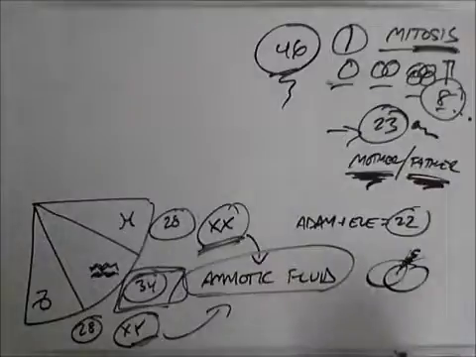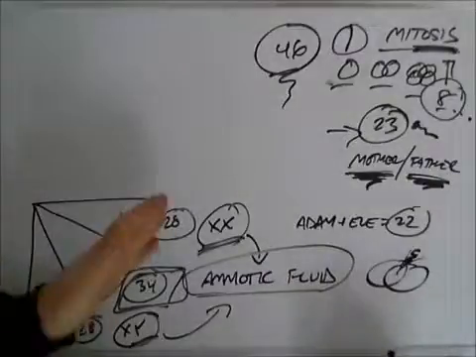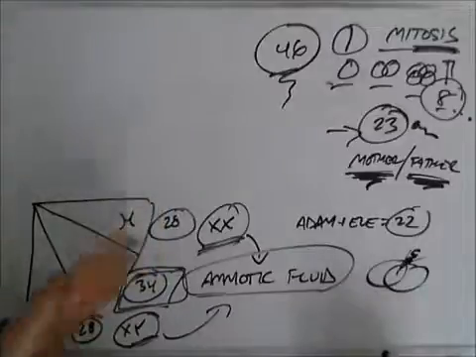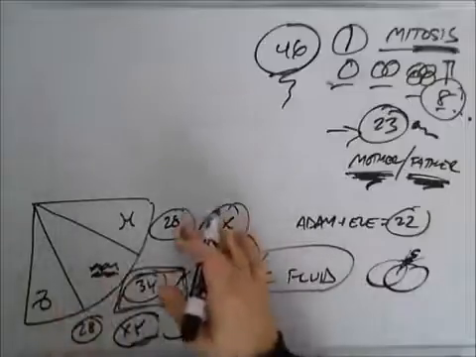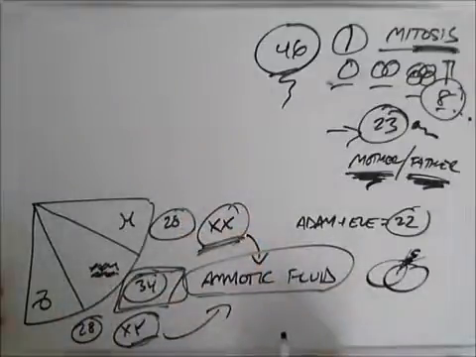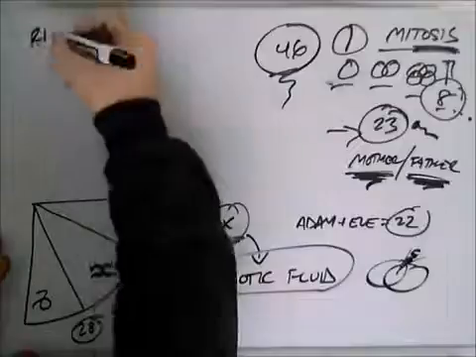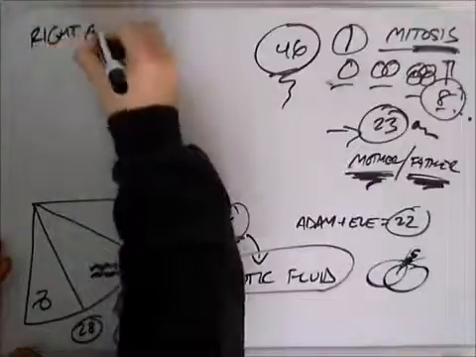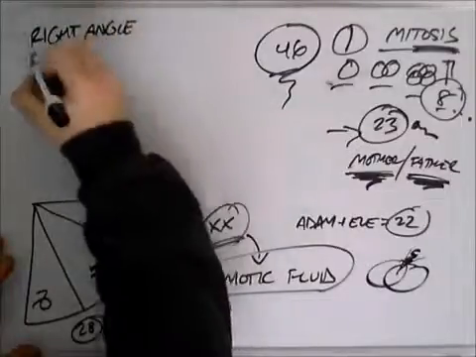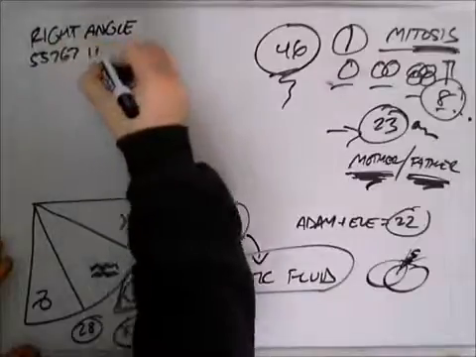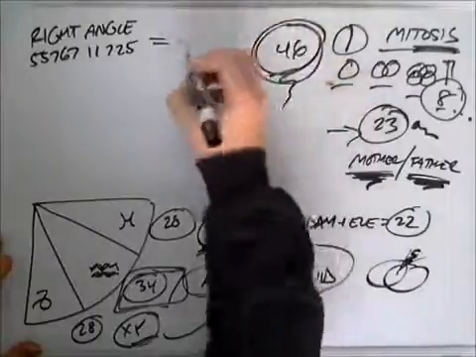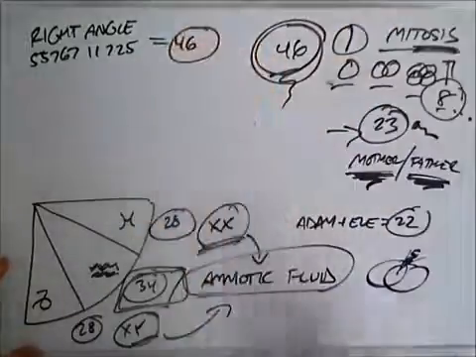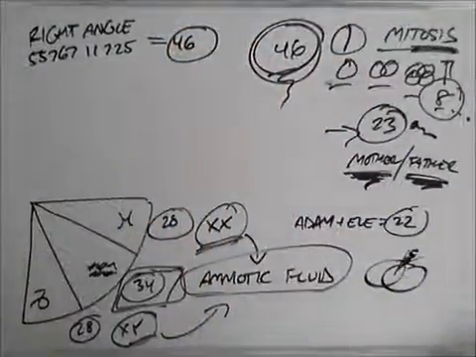What are we dealing with here? We're dealing with 90 degrees of creation. Capricorn, Aquarius, Pisces equals 90. What is 90? It's a right angle. We do the numerology for right angle, and it wants to tell you about the 46 chromosomes in that egg of creation. That's what it's telling you about. Right angle equals 46.